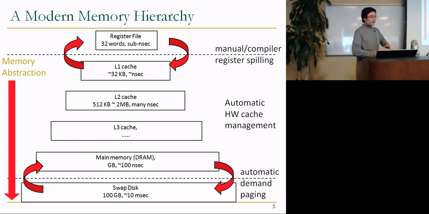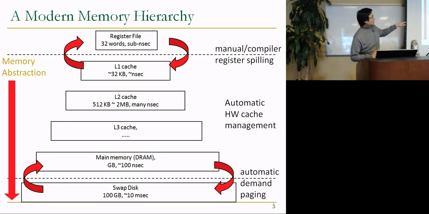And here's how the modern memory hierarchy looks. You have a tiny register file, which is the fastest memory. On most machines, this spans 16 or 32 entries that can each store a word, so in all you can store 32 words. And the access latency for this register file is usually one cycle, or sub-nanosecond.